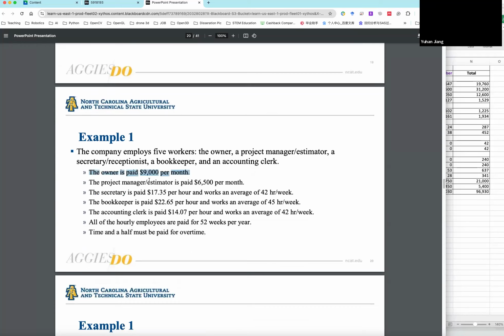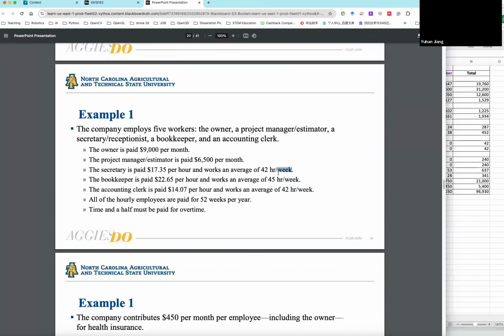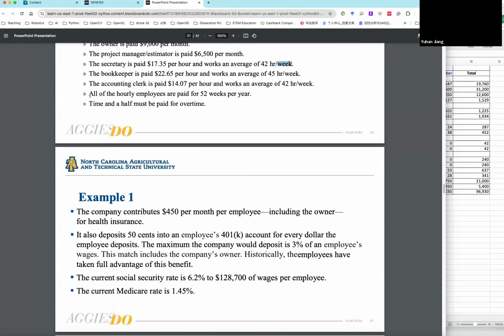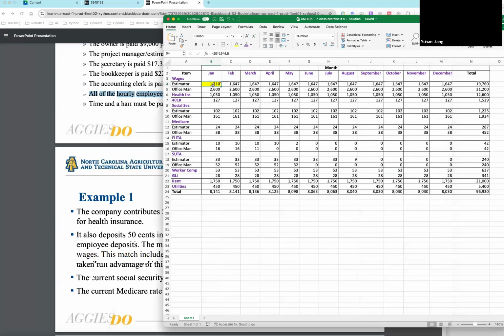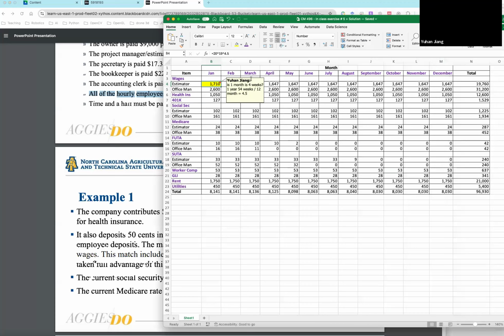The owner is paid that per month, the project manager is paid per month, and those are paid per hour, per week. Active, how many hours a week. But our challenge is we don't know how many weeks in a month, right? All the employee hours are paid for 52 weeks per year because you have the holidays, right? So we change this one. Let me show this one. Show the notes.